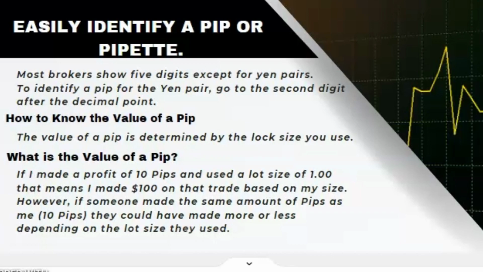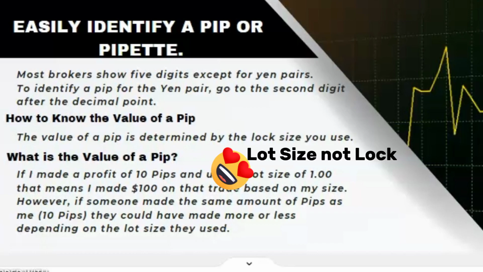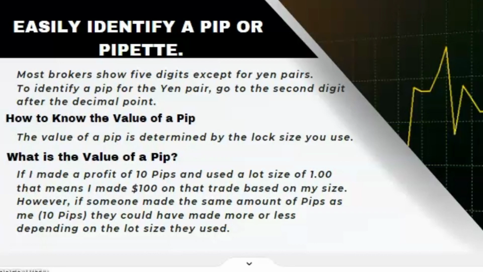Now, what is the value of a pip? If I made a profit of 10 pips and used a lot size of 1.00, it means I made $100 on that trade based on my size. However, if someone made the same amount of pips as me, the 10 pips I made, they could have made more or less depending on the lot size they use. So understand these words now: pips, pipettes, lot size.